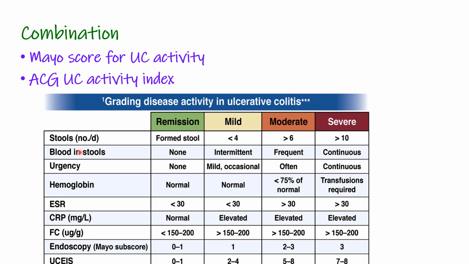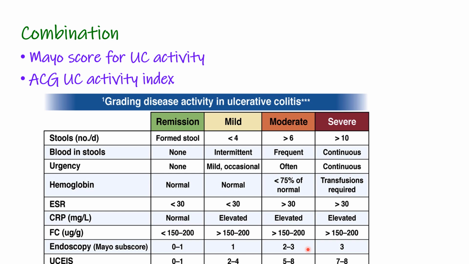And then urgency: none, mild, often, continuous. Hemoglobin normal, less than 75 and transfusion required. ESR less than 30, and greater than 30. CRP normal, elevated. This is fecal calprotectin, less than 150 to 200, greater than 150 to 200.